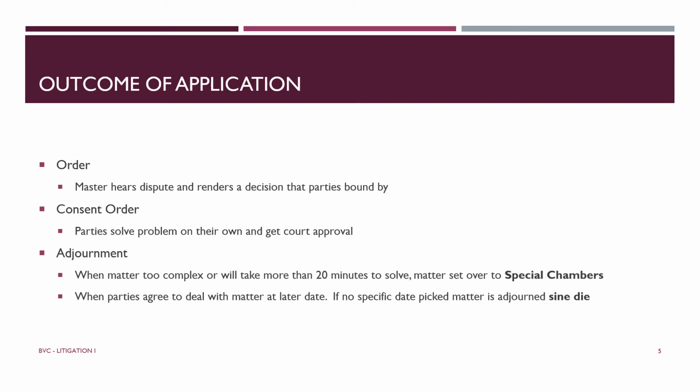So if one of the parties doesn't go through with it, it's enforceable down the road, or the court can adjourn the matter. It's where the master says, I can't do this in 20 minutes. They'll adjourn it to something called special chambers. Or if the parties before the hearing date, so let's say the applicant said, I want to have a chambers application, the other side says, can we see if we can work something out, or I have a conflict, the parties can decide to deal with the matter at a later date, and that is adjourning sine die. So we're not picking a specific date.